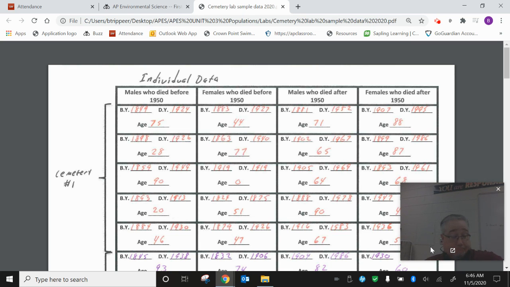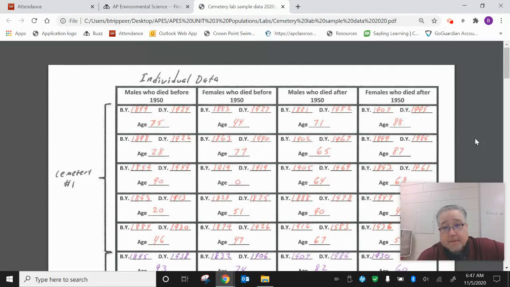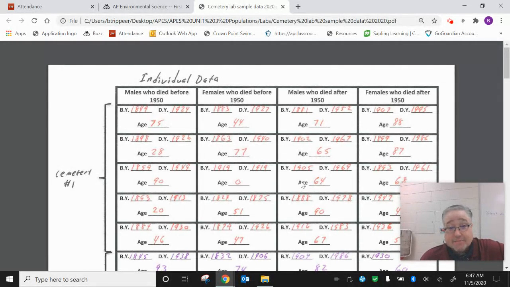All right, AP Environmental Science. This is our second day of working on our research project for cemetery demography. So I just want to make sure that you filled in this data table. If you haven't gotten this part done yet, then pause the video. You need to go back and finish up your research because you can't go on unless this part is done.